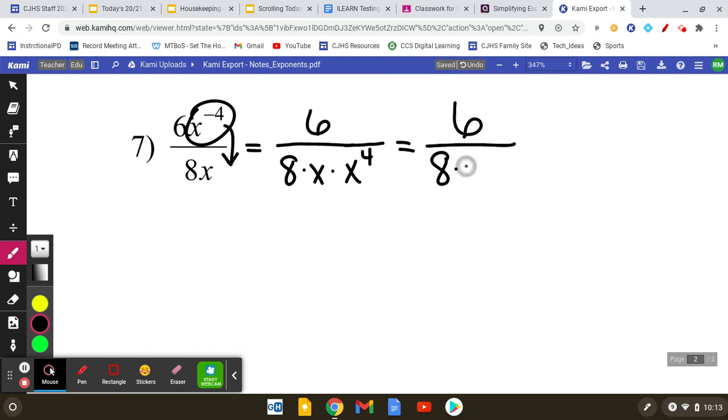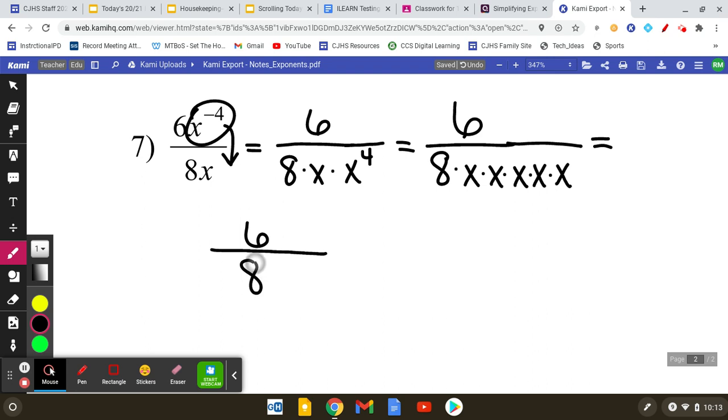And then I have 1x, and then I have 4 more. I don't want to write all these x's. It's only 5. Okay, so 6 is on top, 8x, and how many x's are on bottom? 5. Good. Can I simplify 6 over 8? Yes. To what? 3 over 4.